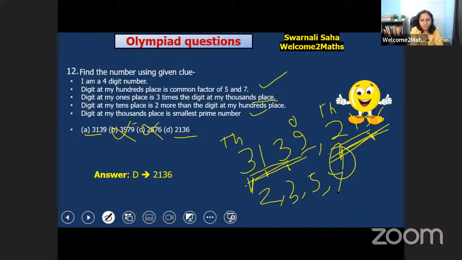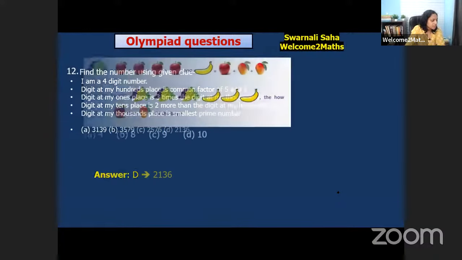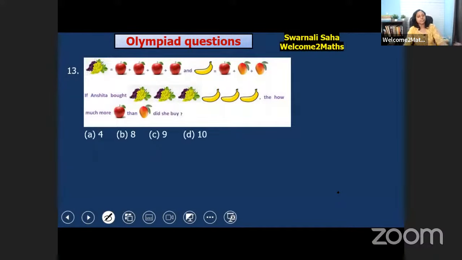So, want to try to solve one more question? So, our answer is 2136. Want to try to solve more questions? So, here is another question for you. Try to solve this.